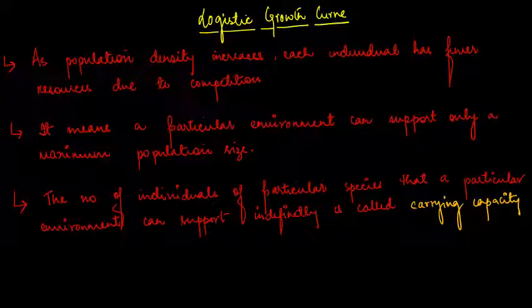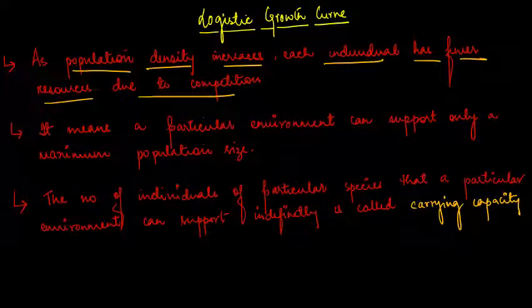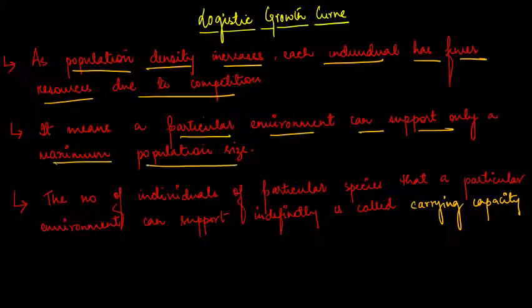If we talk about logistic growth curve, as population density increases, each individual has fewer resources due to competition, right? So I told you, in case of exponential growth, they will utilize the unlimited resources, they will reproduce and add new individuals to the environment. As new individuals are added, it leads to an increase in population size or population density, right? So as population density increases, what will happen? Each individual will have only few resources. So they will start competing among themselves for the resources, right? It means a particular environment can support only a maximum population size.